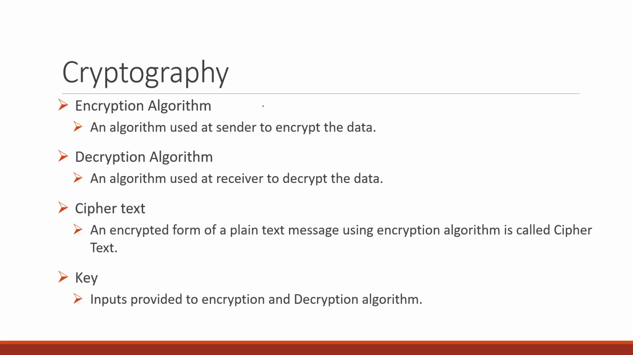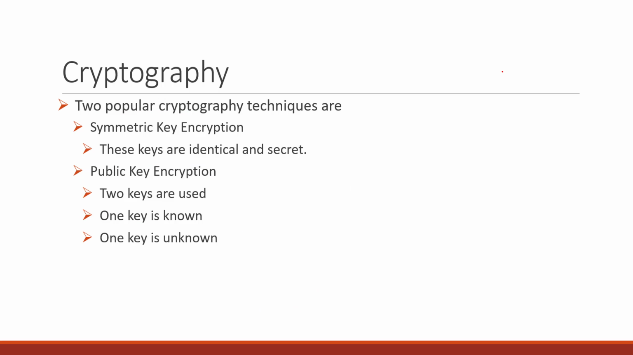And cryptography normally has 4 parts. It has an encryption algorithm that is used to encrypt the data. It has a decryption algorithm, which is used to decrypt the data. It has cipher text, which is the encrypted text, and then it has a key that is provided to encrypt and decrypt data, right? I just gave you an example.